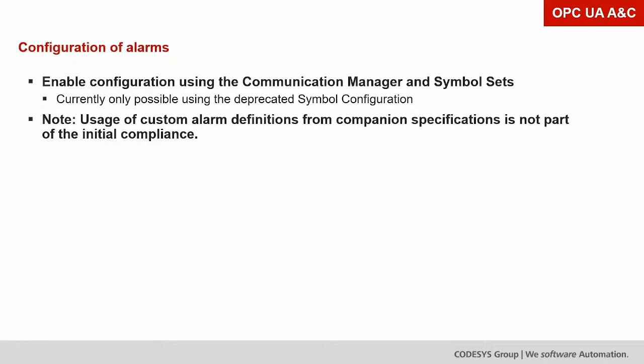It is also important to note here that making our alarms and conditions implementation compliant does not automatically mean that we enable the usage of custom alarm definitions from companion specifications in CODESYS. This is another topic which also requires a lot more work and implementation details on the server side and in the UI of CODESYS. So this is not yet part of this feature development. For now, it's only about being able to have basic alarms which come already predefined in the basic OPC UA specifications and being able to use them in a standard compliant way in CODESYS together with the communication manager and the alarm configuration objects already available in CODESYS.